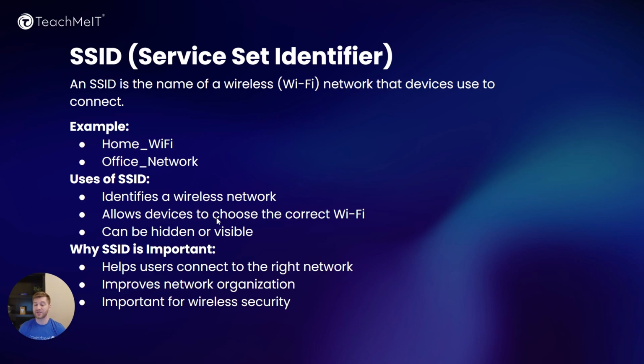Uses of SSIDs are they just help you identify what network you're connecting to. Again, if you're connecting a computer, a laptop, a gaming device, an iPad or iPhone, any device that uses Wi-Fi, you have to connect through the SSID. You have to find it in the list of networks around you, select it, enter the password if it has one, and then it gives you access. SSIDs also allow any device that you're using to make sure that you're on the correct Wi-Fi because you know your Wi-Fi or your router's name through the SSID.